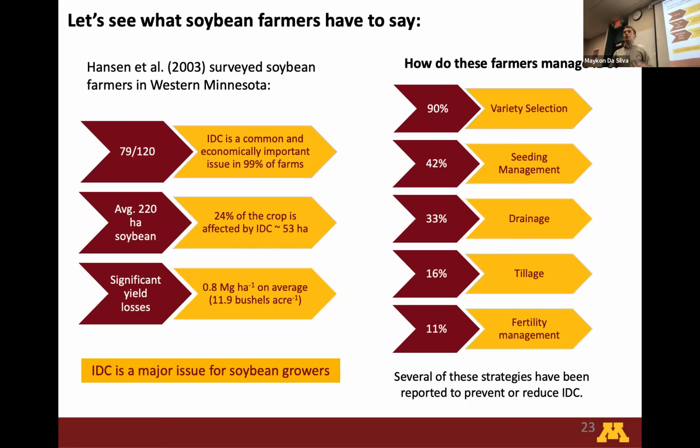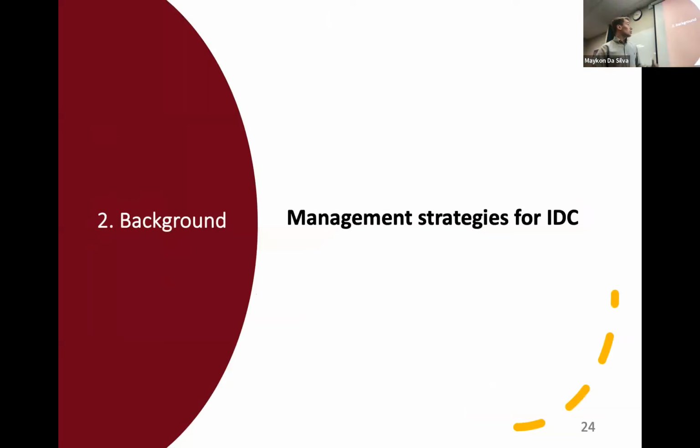But how do these farmers manage IDC? In the same survey conducted by Hansen and collaborators, 2003, soybean farmers indicated that 90% of them make use of variety selection to manage IDC, 42% seeding management, including seeding rates and row spacing, 33% drainage, 16% tillage, and 11% fertility management, including foliar and soil applications of iron, and even iron as a seed treatment. And several of these management strategies have been reported to prevent or reduce IDC losses in soybeans by experimental studies. So let's get to the management strategies for IDC.